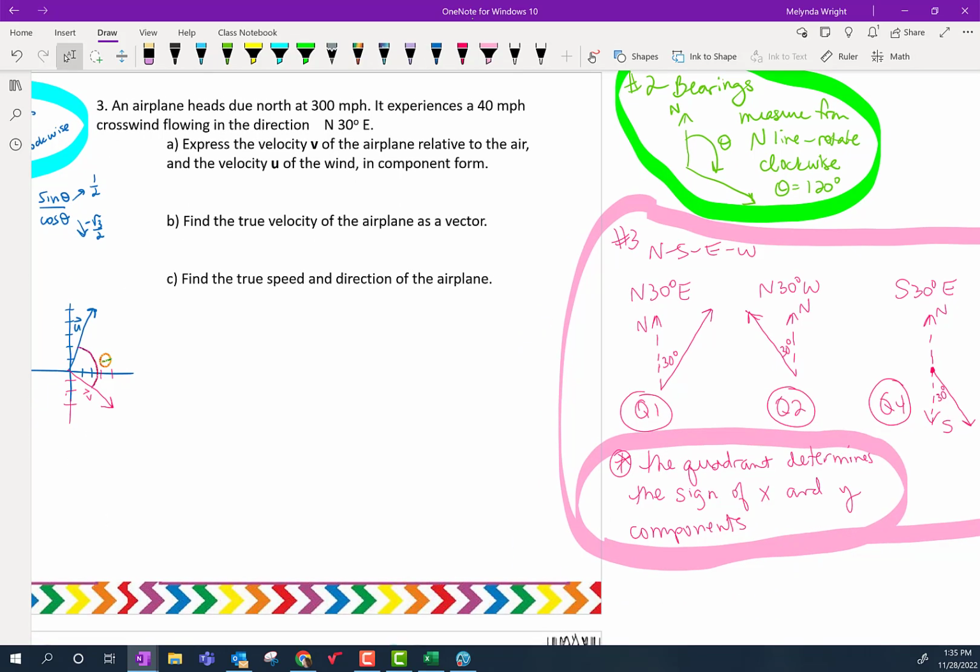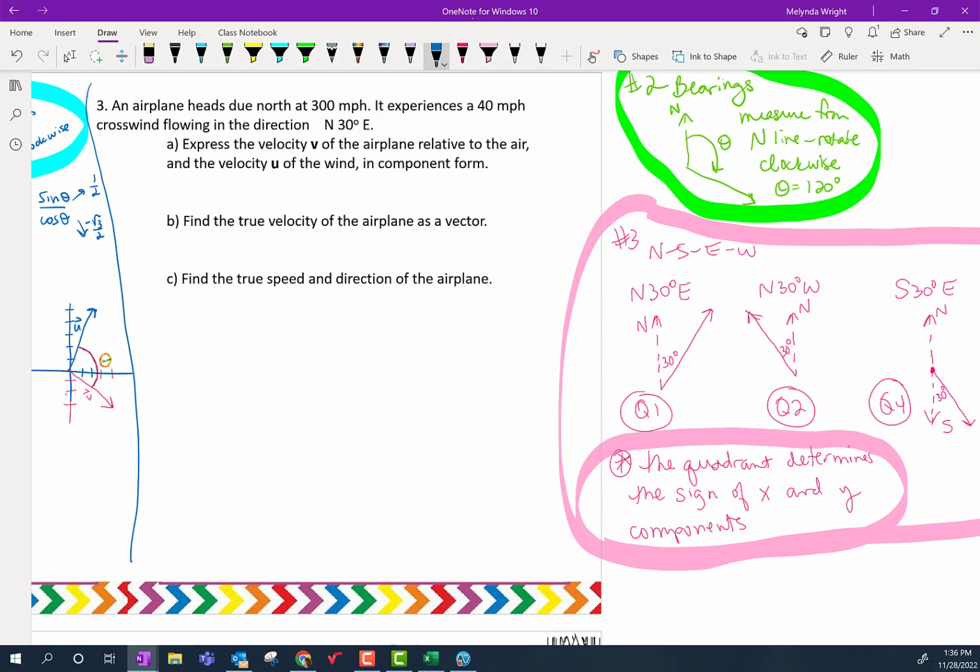Express the velocity of the airplane relative to the air. So those are fancy words. The velocity of the airplane relative to the air and the velocity of wind in component form. It's just asking us to write those vectors in component form. That's just fancy words for how would you write the airplane vector in component form, how would you write the wind vector in component form.